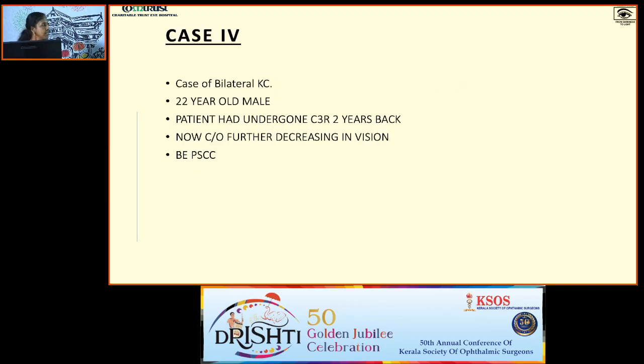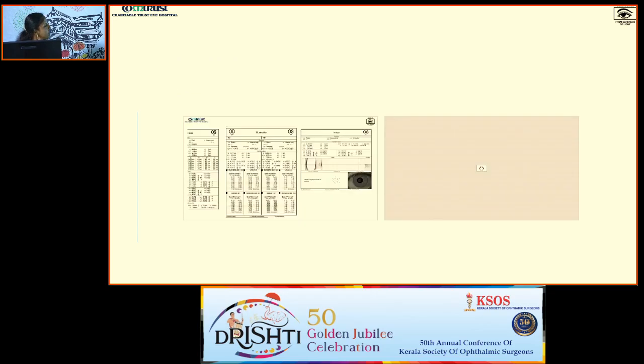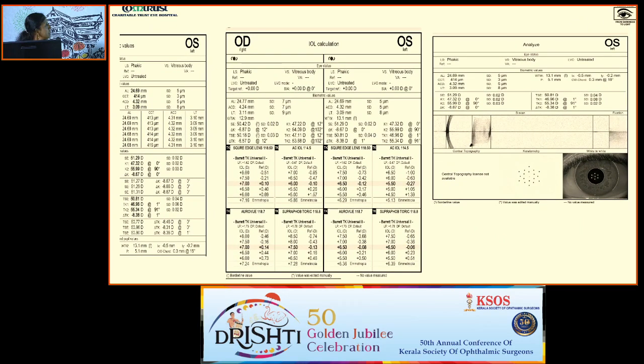Now there's a young man, 22 years old, with bilateral keratoconus, who underwent C3 2 years back. The patient developed a posterior subcapsular cataract, and this was the patient's toricity. You can see 6 cylinder in the right eye and 8 cylinder in the left eye. So we told him we can go for a toric IOL implantation, but there can be a residual power remaining.